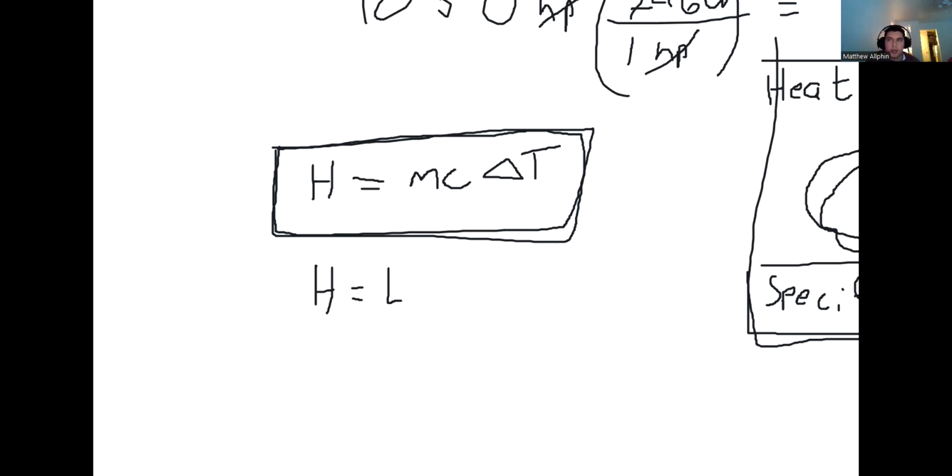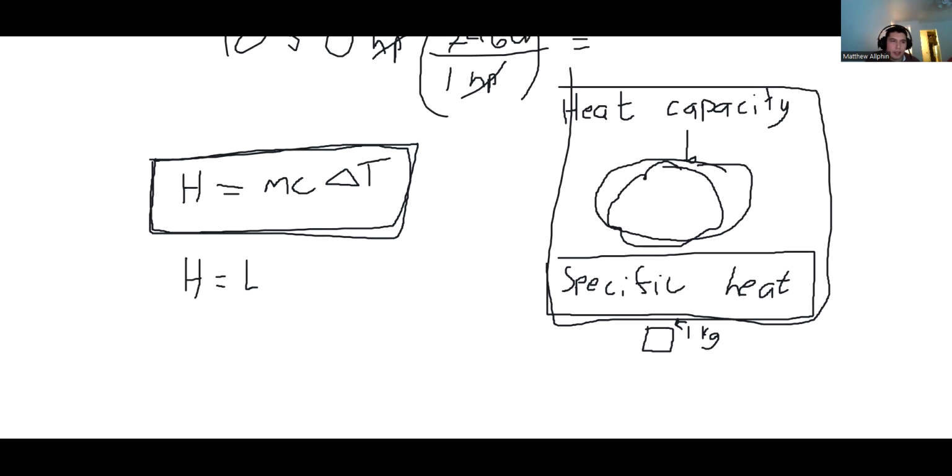It does use L. Okay. So I'll use L for latent heat. And so this equation is the mass times the latent heat. And it depends on whether it's going from a solid to a liquid or a liquid to a gas or vice versa, right?